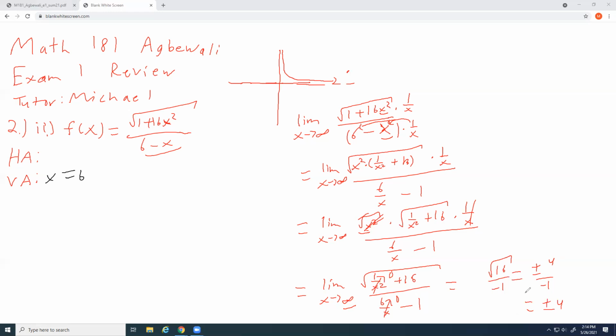And so these should be the y values for our horizontal asymptotes. So our horizontal asymptotes should be y equals 4 and y equals -4, like that.